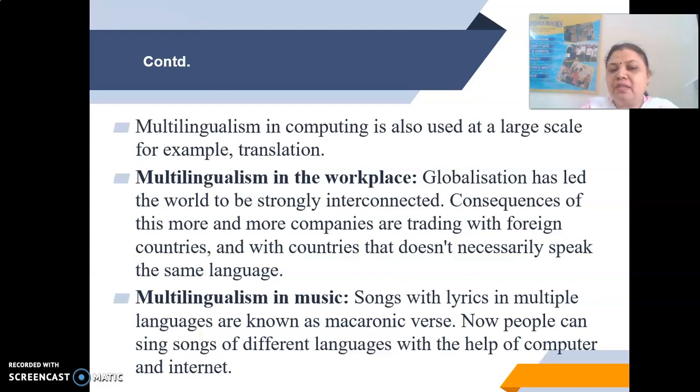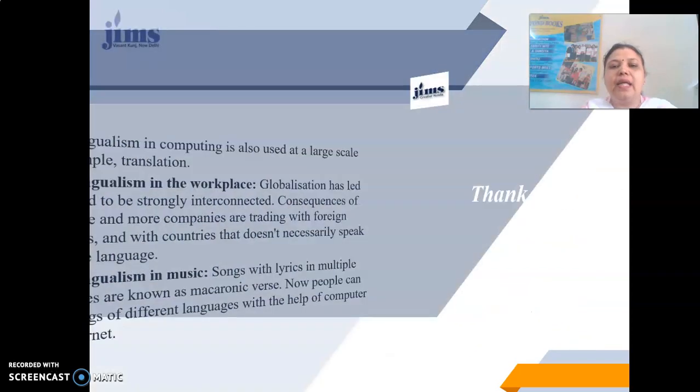Multilingualism in the workplace. Globalization has led the world to be strongly interconnected. Consequently, more and more companies are trading with foreign countries and with countries that don't necessarily speak the same languages. It also has its importance in the music field, and songs with lyrics in multiple languages are known as macaronic verses. Now people can sing songs in different languages with the help of computers and the internet.